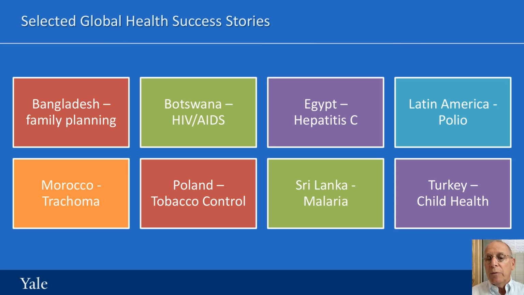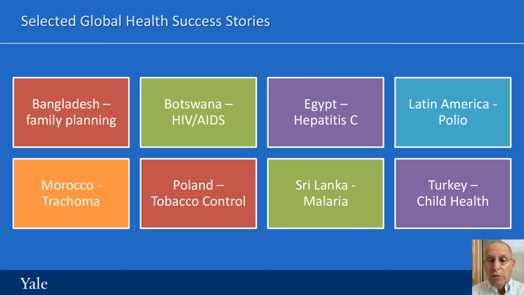Turkey has made enormous amounts of progress in child health. It's a middle-income country, but they've done very good work in developing their health system, identifying critical issues that constrain the well-being of their children and addressing them. Poland has done the same in controlling tobacco. On the other hand, Egypt sadly faced an important outbreak of hepatitis C because of the sharing of unsafe needles and unsafe injection practices.